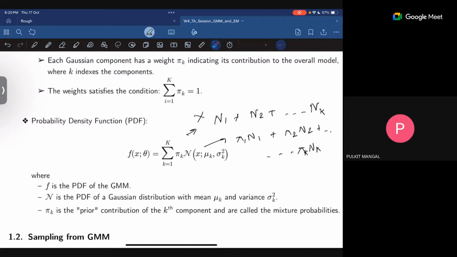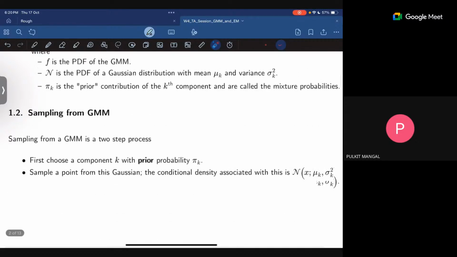We are not just directly adding those two normal distributions, we are scaling them by some number and then adding. Okay, sir, got it.